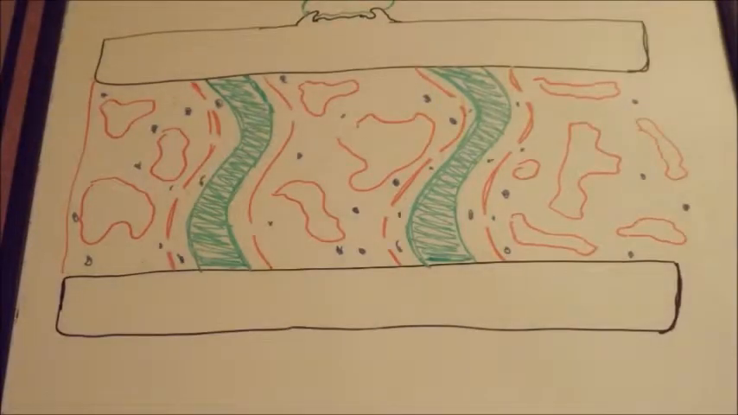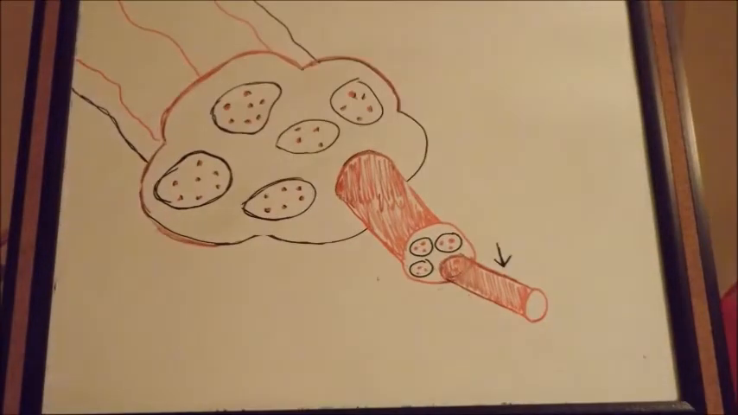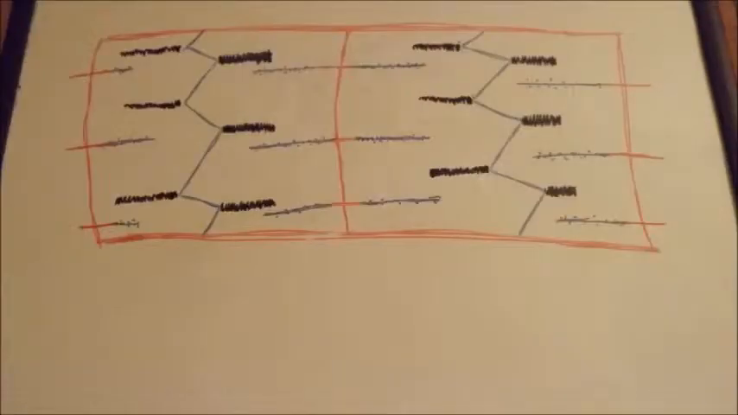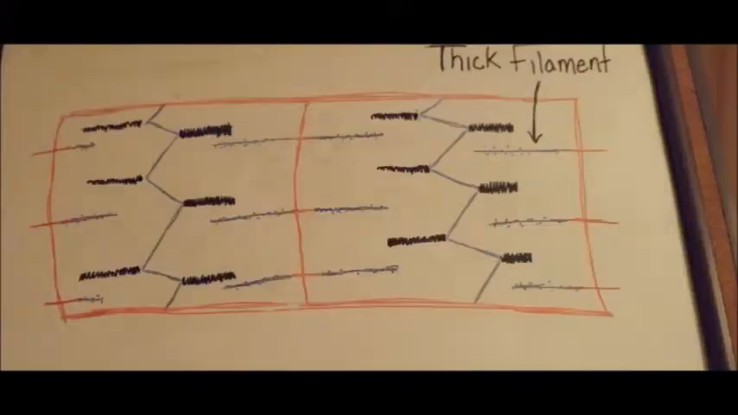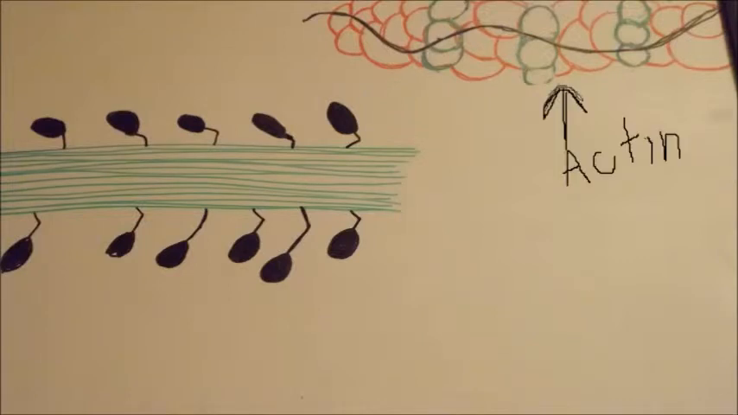Released calcium ions diffuse in the sarcoplasm and enter into myofibrils located in the muscle fibers. These myofibrils contain units called sarcomeres. Each sarcomere consists of alternating thick and thin filaments. The thick filaments are myosin and the thin filaments are actin.